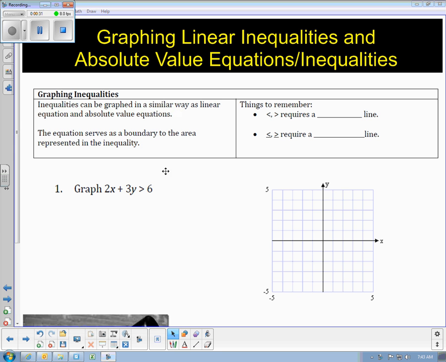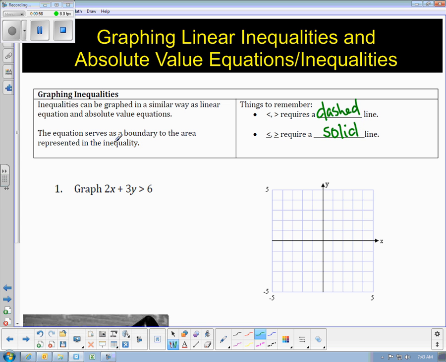A couple things to remember. When we have a less than or greater than sign, without an equal to underneath it, this is where we put in a dashed line. And when we have that equal to underneath, this is when we put in a solid line. After we figure out what line to graph, we have to figure out where to shade. There are a couple ways that we can graph this.